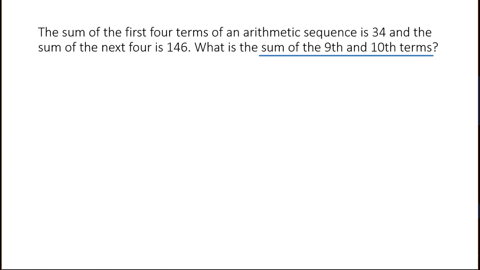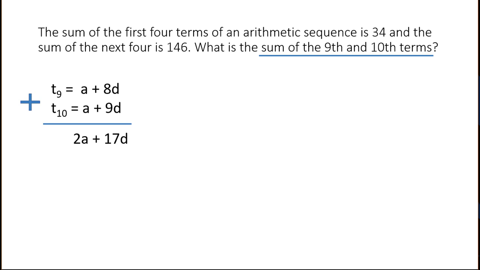So the question was, find the sum of the ninth and 10th terms. Well, the ninth term is A plus 8D, and the 10th term is A plus 9D. And if I add them up, A plus A is 2A, and 8D and 9D gives me 17D. But I substitute minus 2 for A. I replace D with 7, and I end up with 115. And that is the answer to this question.